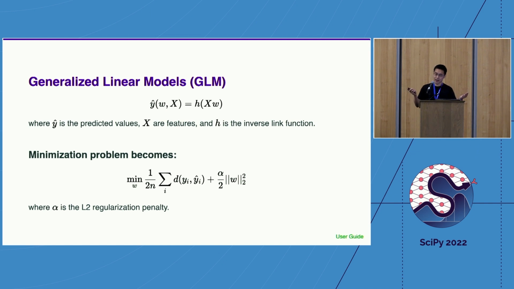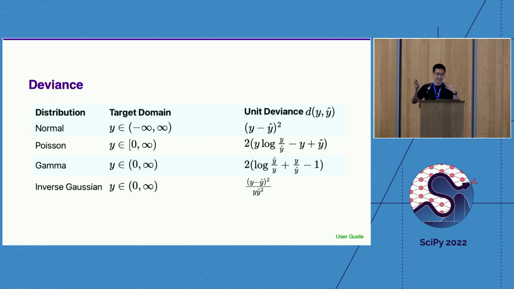Now, this problem becomes a minimization problem, where you're summing over some distance deviance between y true and the y predicted. And this deviance depends on the family distribution you're targeting. And in Scikit-learn, we also have L2 regularization by default.